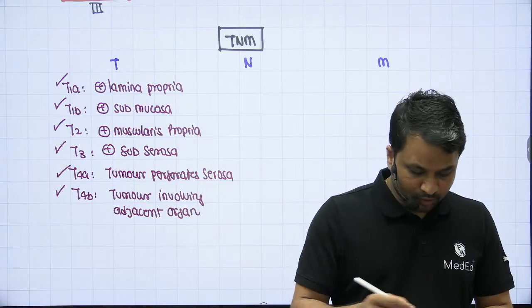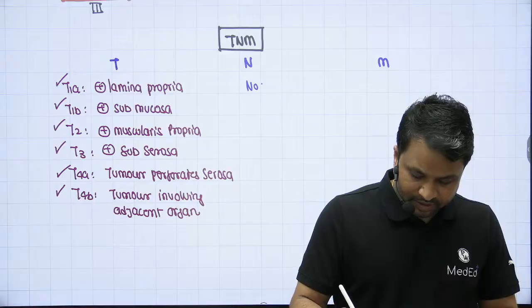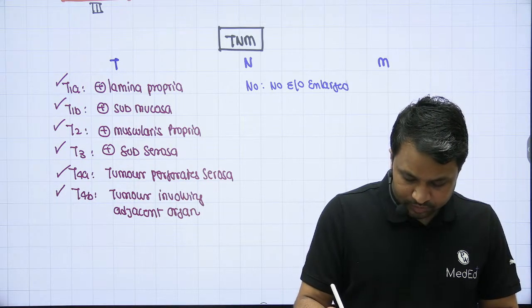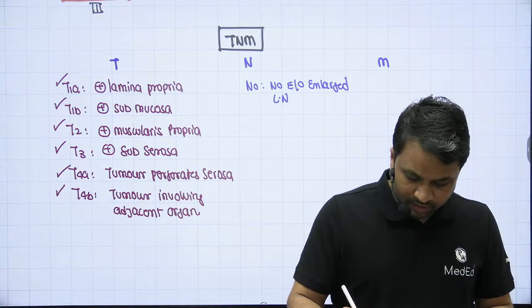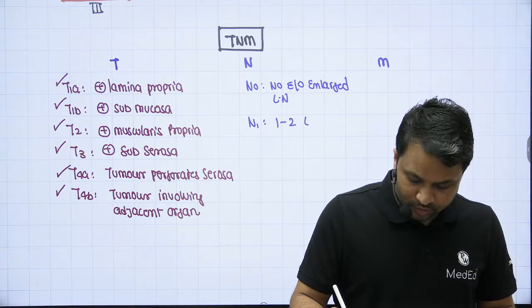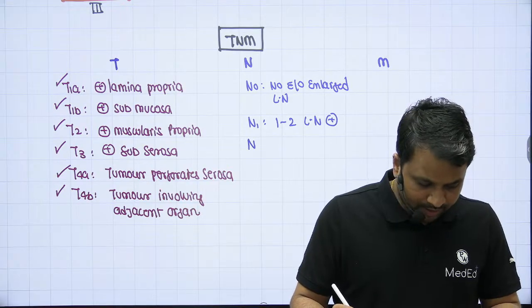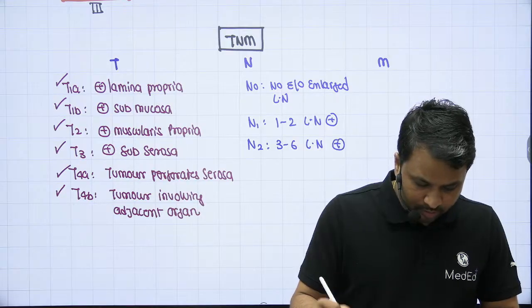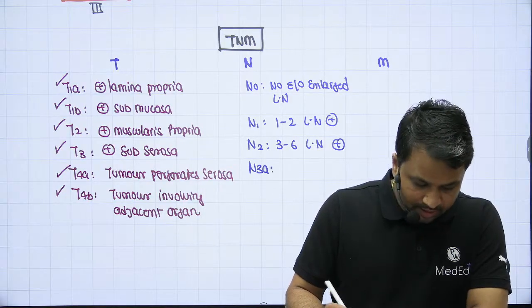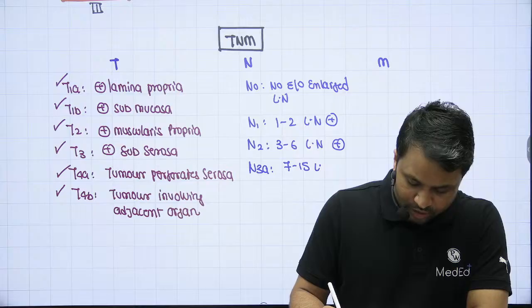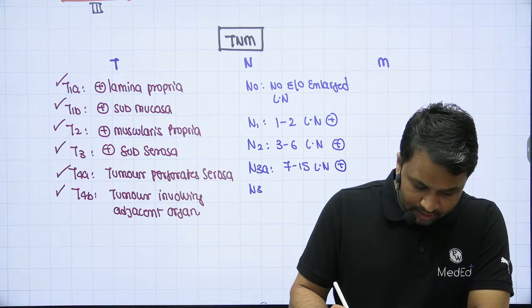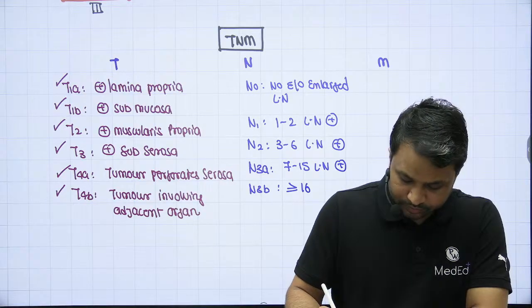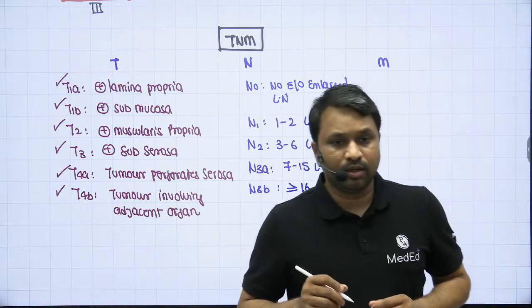When it comes down to lymph nodes, N0, there is no evidence of enlarged lymph nodes. Then you have N1, where 1 to 2 regional lymph nodes are positive. N2 variety, where 3 to 6 regional lymph nodes are found to be positive. N3A, 7 to 15 regional lymph nodes are positive. And N3B is lymph nodes more than or equal to 16 positive. Right.